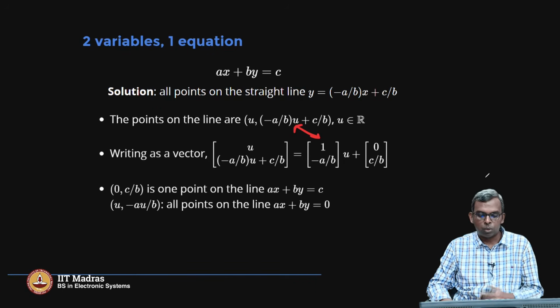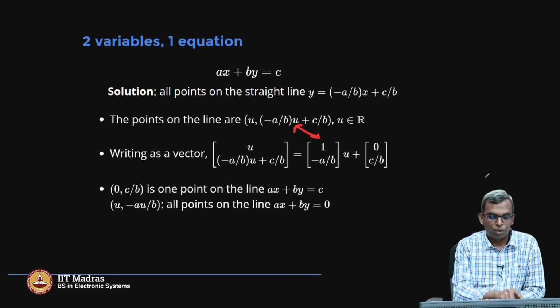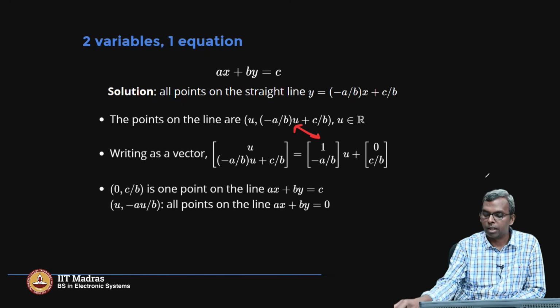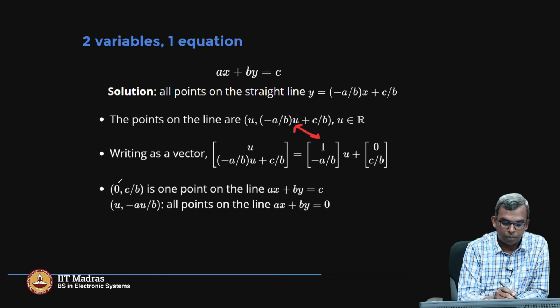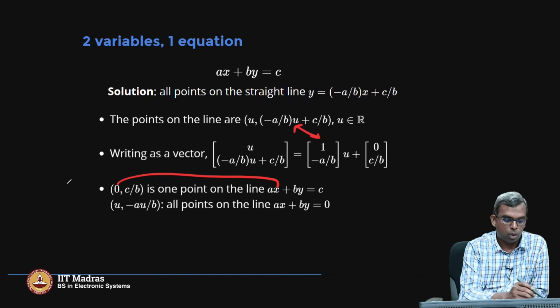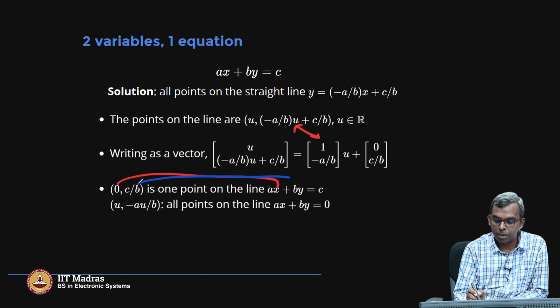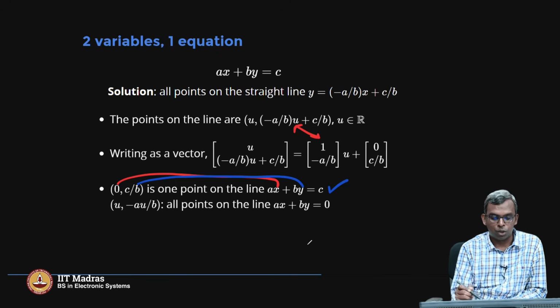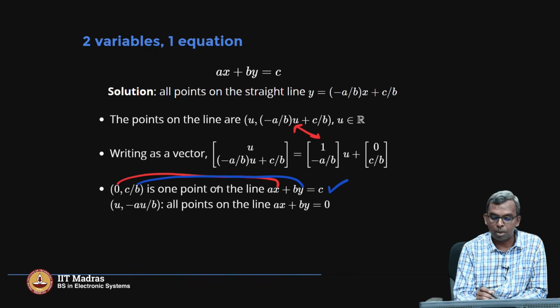Like I said, 0, c by b is one point on the line ax plus by equals c. You put x equals 0 and y equals c by b, and you get this equation to be satisfied, isn't it? So 0, c by b is one point on the line ax plus by equals c.